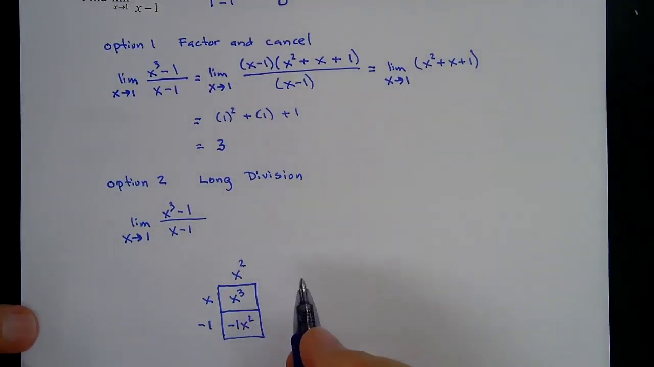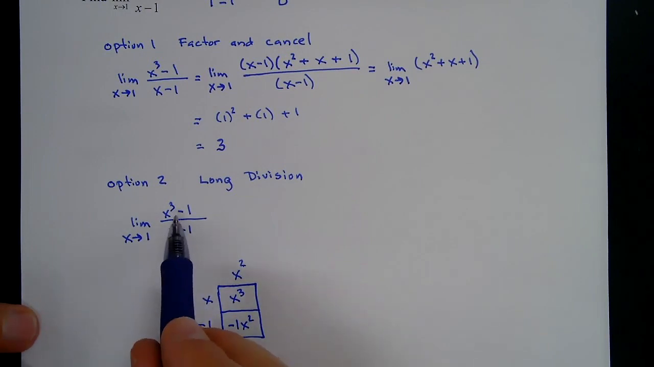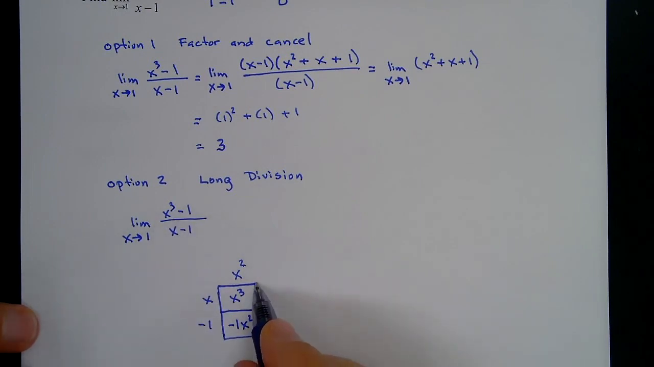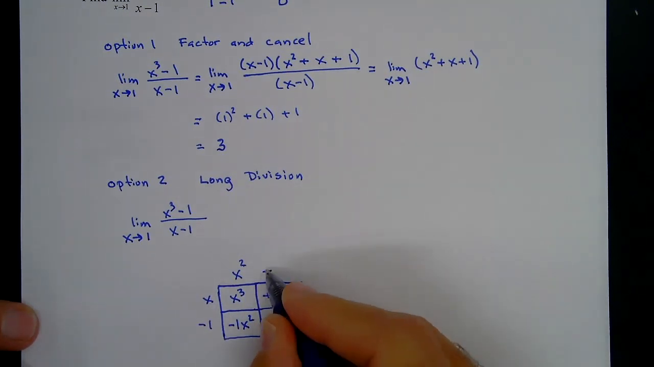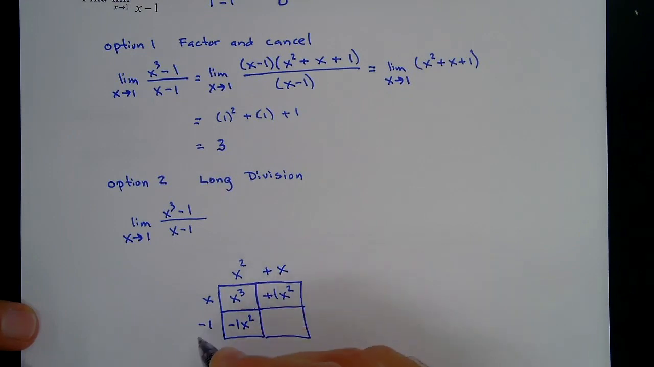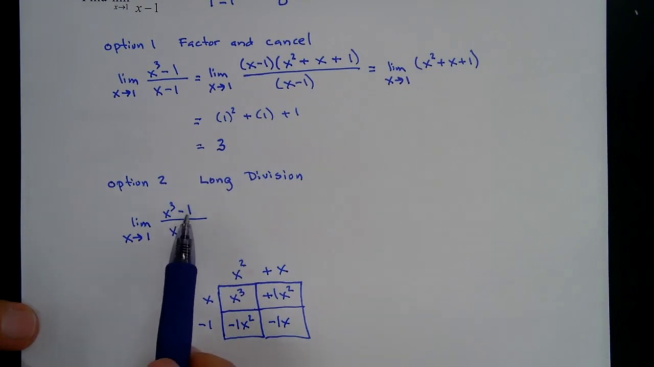Okay. So if the area doesn't have any x squareds, then that means when I add the next column, I have to have 0x squared right here, right? So if this is -1x squared, this would have to be +1x squared. And then x times what gives you +1x squared? Well, it'd be +1x or plus x. And x times -1 is -1x.